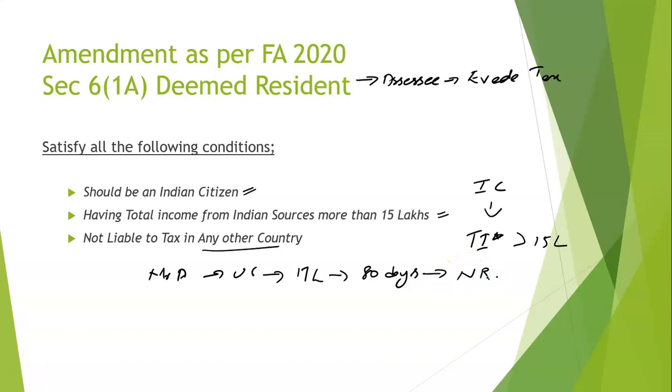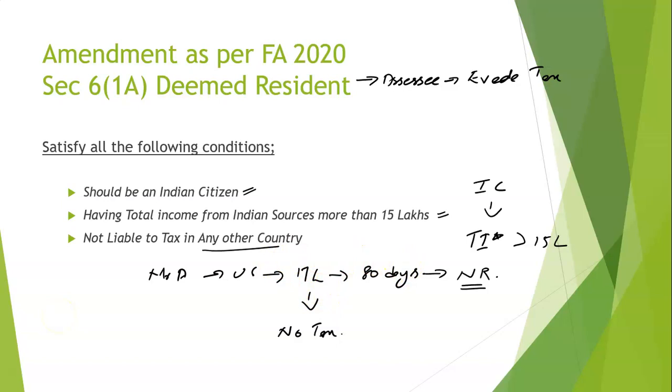Because to be a resident, Mr. A had to satisfy 120 days in the previous year and 365 days in the 4 preceding previous years. He had to satisfy both these conditions, yeah? But he doesn't satisfy anything. He doesn't even satisfy the 120 days. He's only in India for 80 days. So that makes him a non-resident. Now Mr. A does not pay any tax for the 17 lakhs in any other country. He doesn't pay any tax for the 70 lakhs in USA.